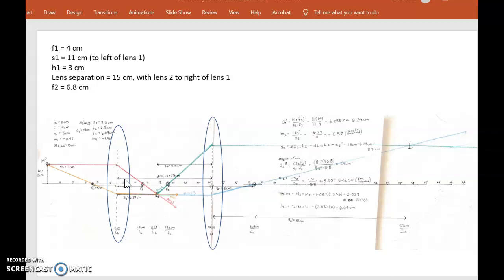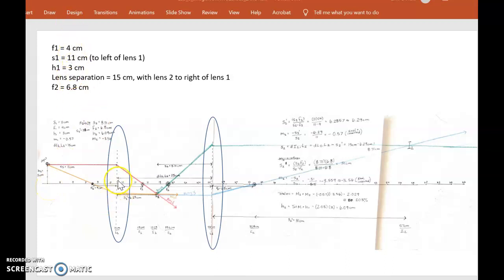So for question 1, I drew out this long graph with a metric ruler marking in centimeters, and I had my starting values of F1, S1, H1, lens separation, and F2. So what I did was I started by plugging in where I knew the lenses were.